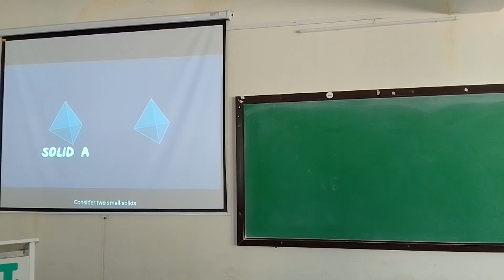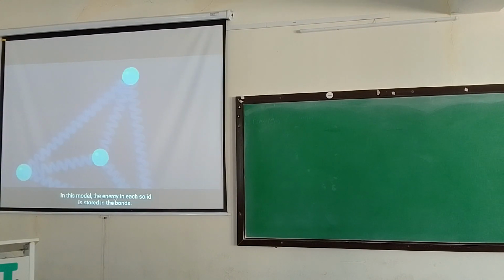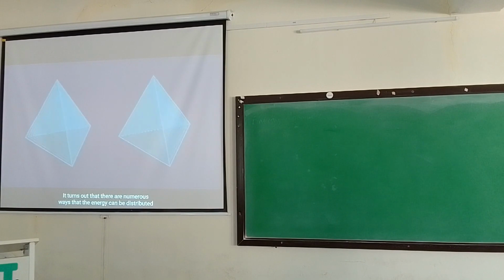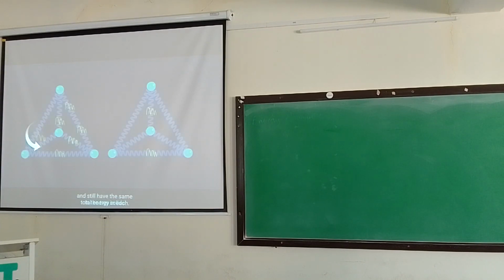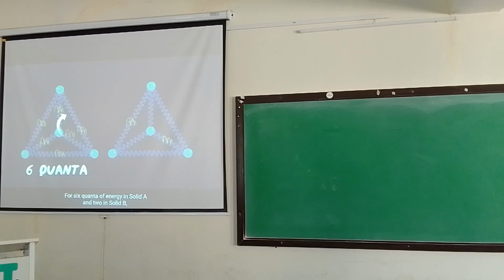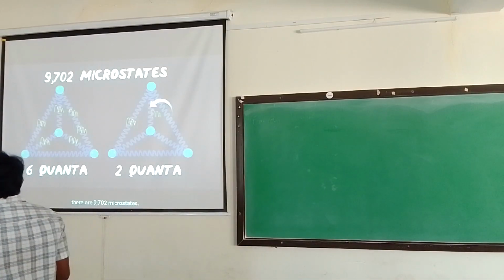of entropy. Consider two small solids, which are comprised of 6 atomic bonds each. In this model, the energy in each solid is stored in the bonds. Those can be thought of as simple containers, which can hold indivisible units of energy, known as quanta. The more energy a solid has, the hotter it is. It turns out that there are numerous ways that the energy can be distributed in the two solids and still have the same total energy in each. Each of these options is called a microstate. For 6 quanta of energy in solid A and 2 in solid B, there are 9,702 microstates.